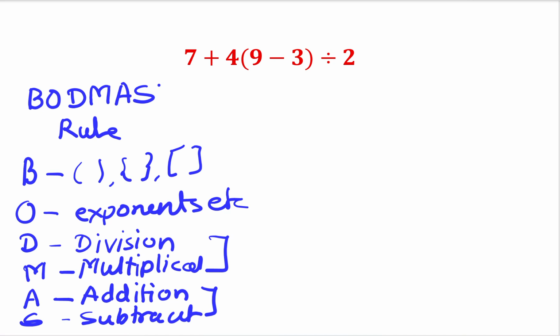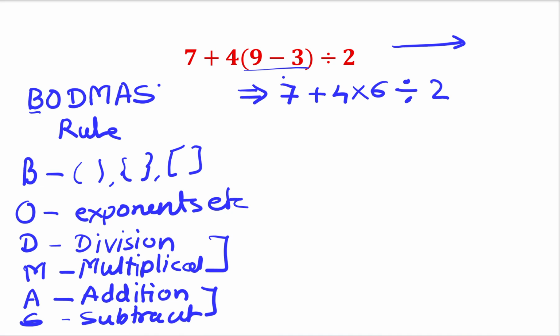So first we will solve the bracket in this example, also called parenthesis. First we will solve 9 minus 3. So the given expression is 7 plus 4 in bracket 9 minus 3, which is 6, divided by 2, then multiplied by 4. Then solve left to right, but first the bracket is solved here.